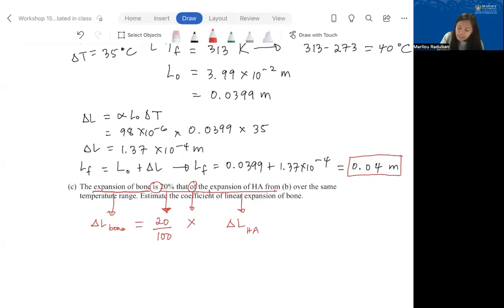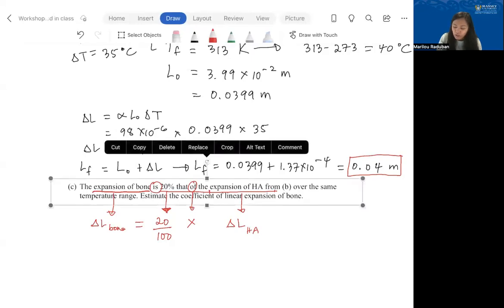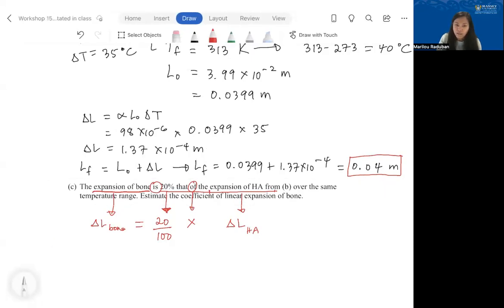Okay. So putting that statement, the expansion of the bone is 20% that of the expansion of HA, into an equation form, we'll see that delta L bone, the expansion of the bone, is equal to 20 divided by 100 times the expansion of HA, delta L of HA. So by putting that statement into the equation form, we can then solve for the expansion of the bone.